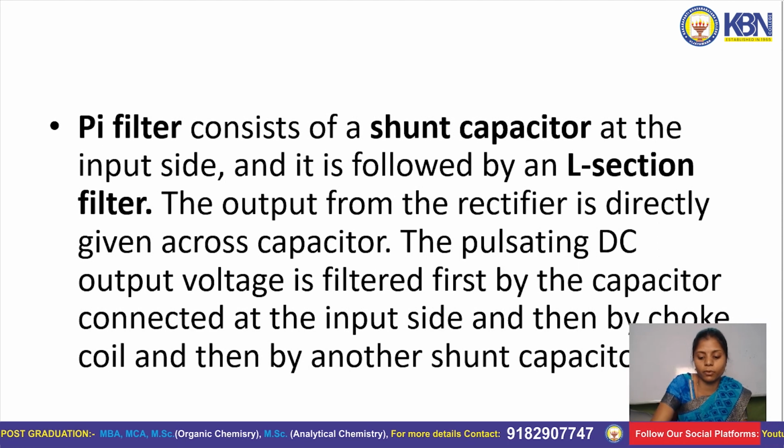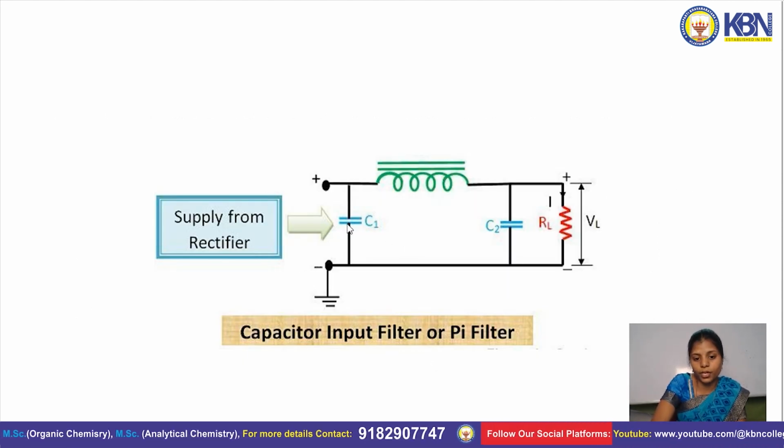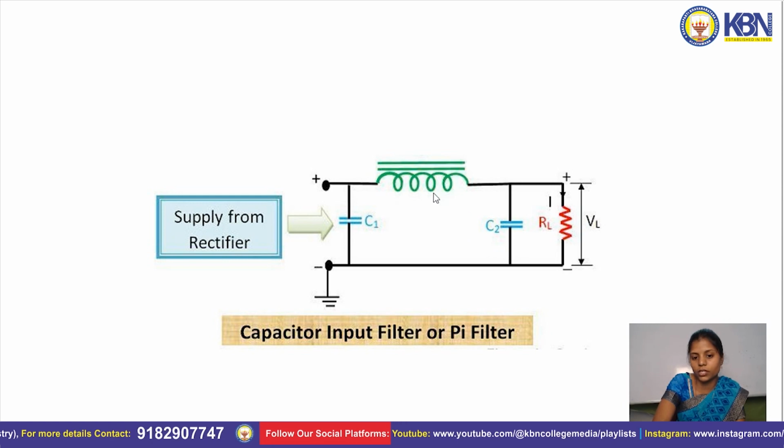In this Pi type of filter, we have one extra capacitor. When the power supply is given to the rectifier, it is given to the first capacitor and then to the L section, that is, the inductor and capacitor.